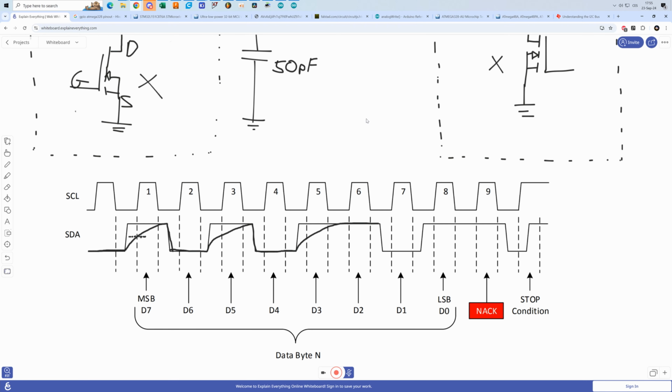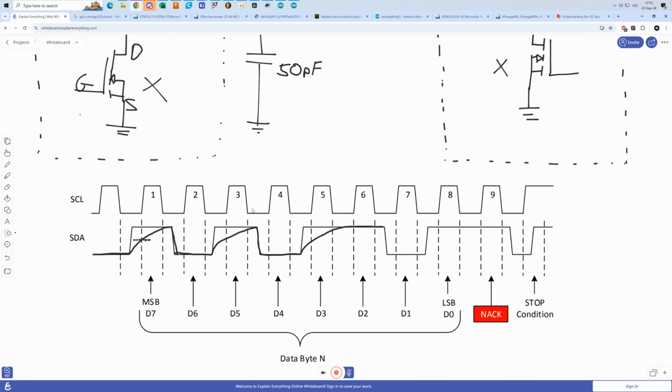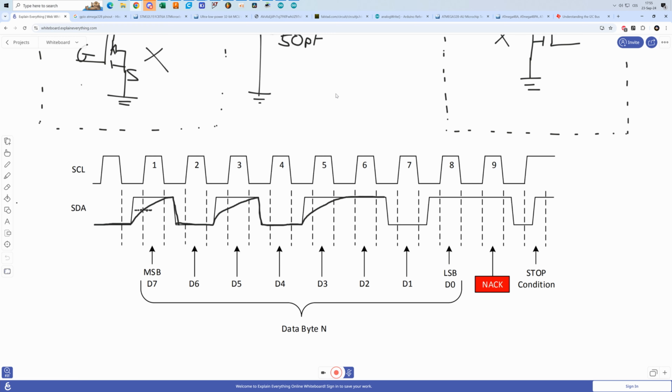Some serial protocols use different approaches. Some use multiple lines for the data. For example, it can use one line for the microprocessor and one line for the device so that they can use push-pull configuration. But I2C uses only one line for the data, and so this problem is pretty much inevitable.